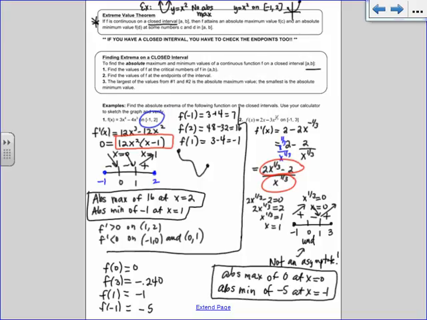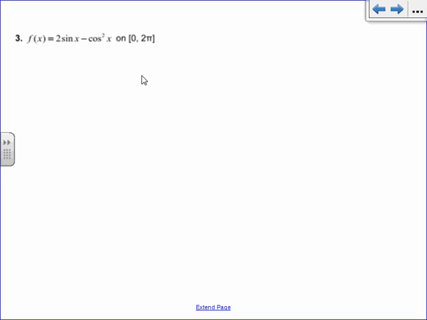Okay, so one last problem. So you guys understand that? So just comparing how high they are. All right, so very last problem. f of x equals 2 sine of x minus cosine squared of x.